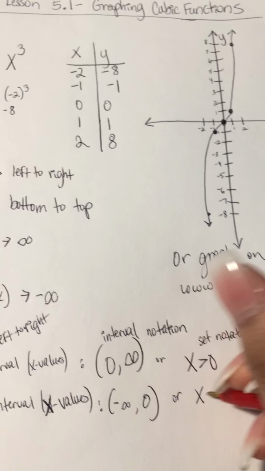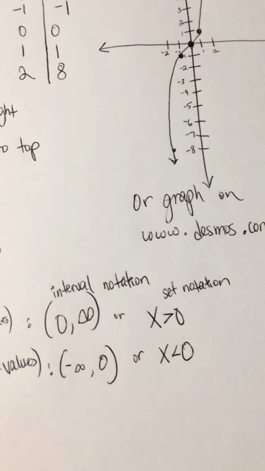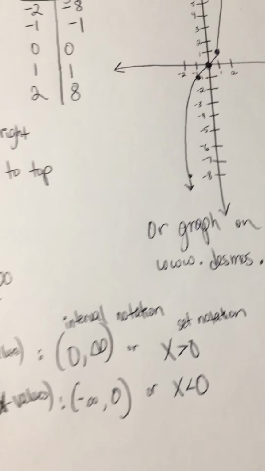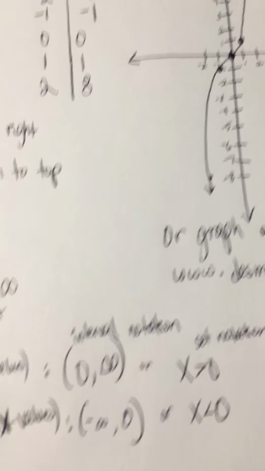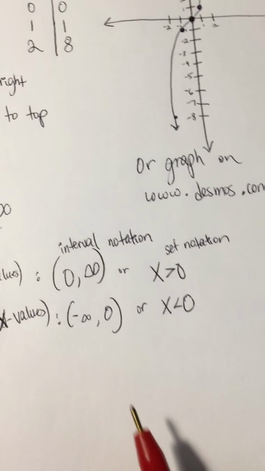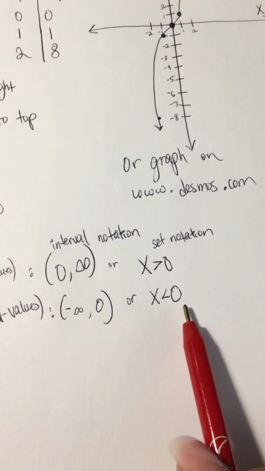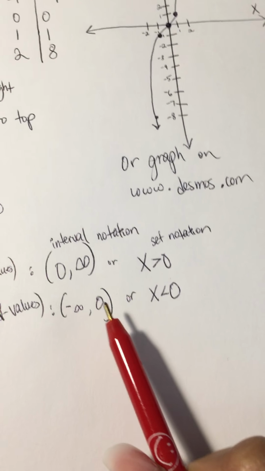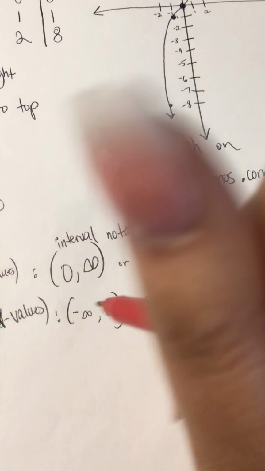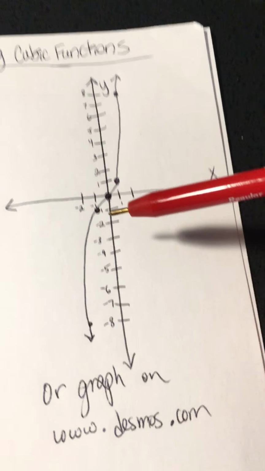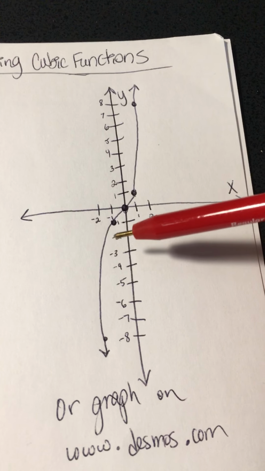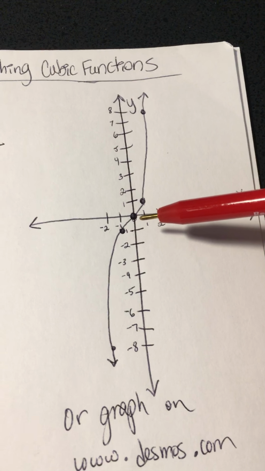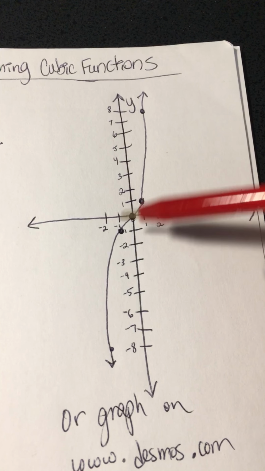Or for every x value that is less than 0. -1 is less than 0. -2 is less than 0. Forever. So it's for every possible x value less than 0. As I said, 0 is a transition point. That's where it transitions from negative y values to positive y values.